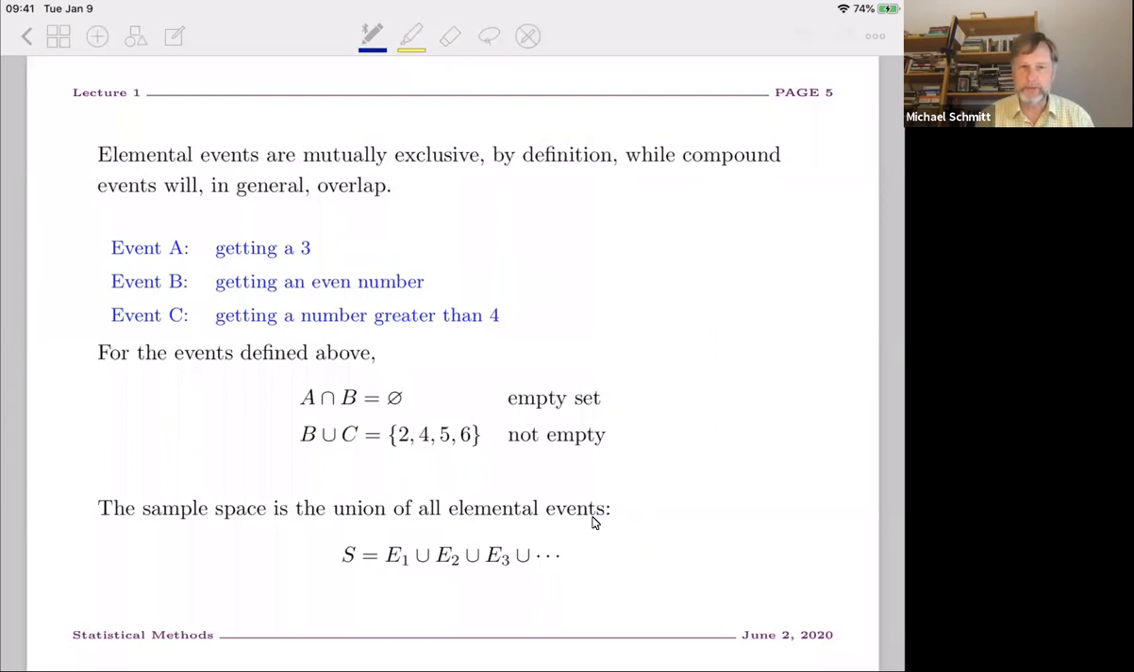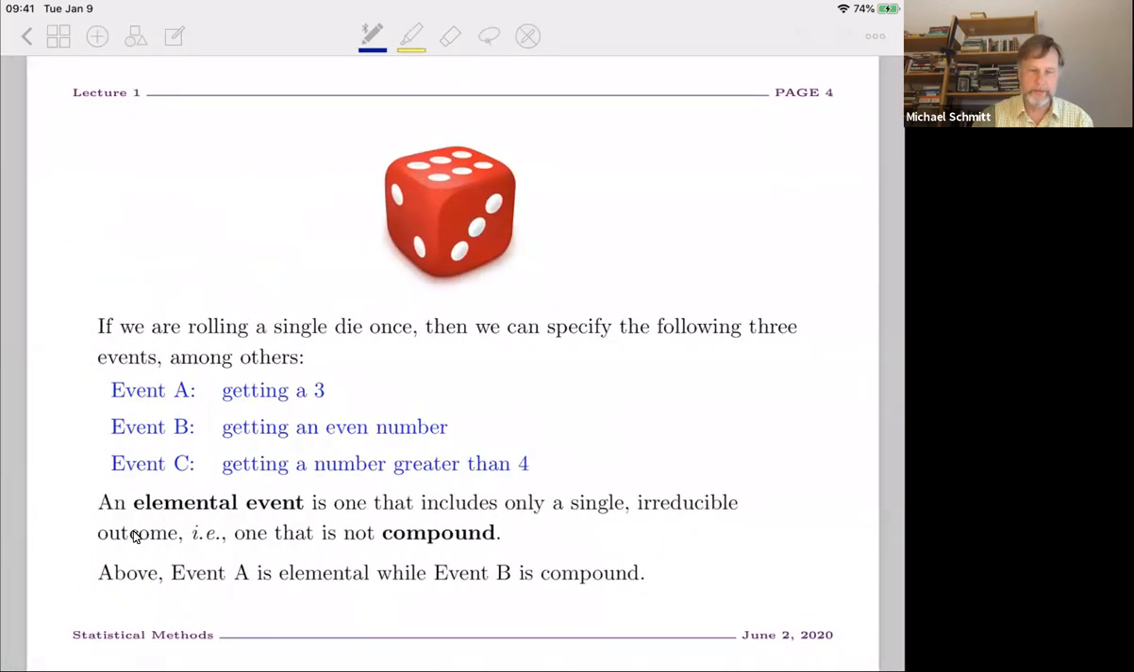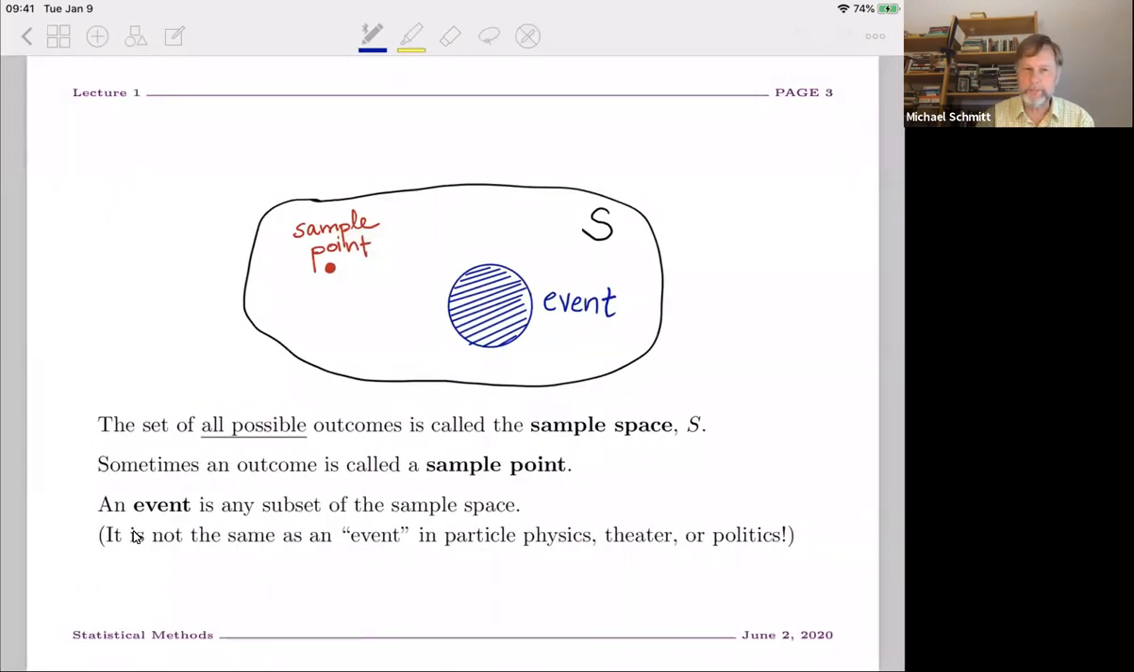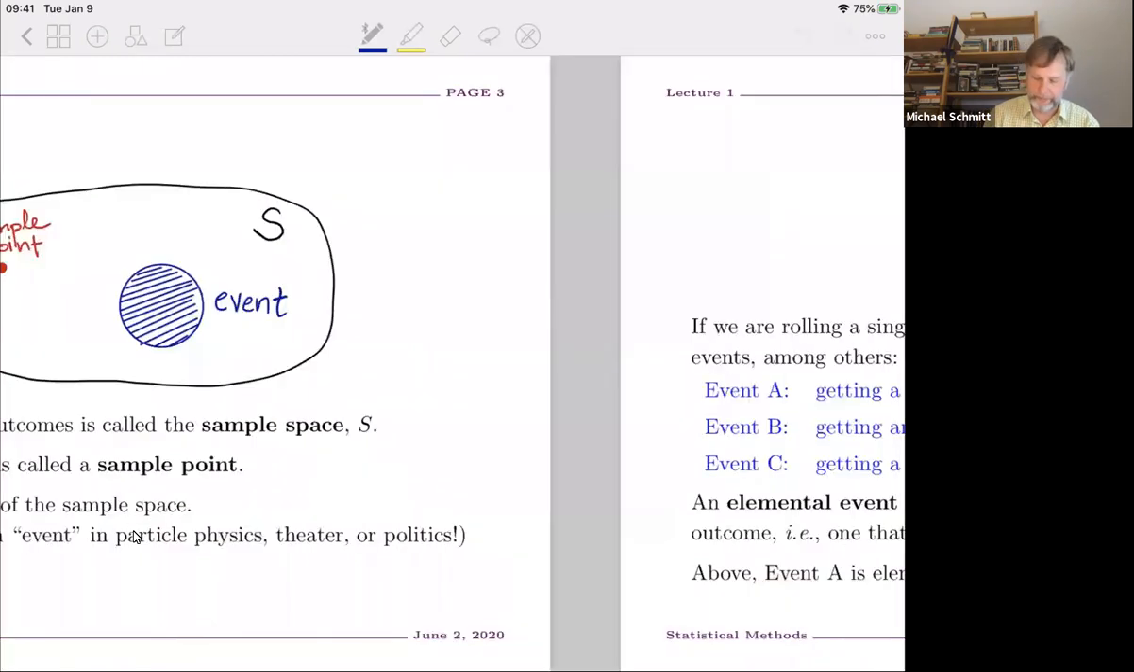So given these 3 examples, it's obvious that getting an even number and getting a 3 are mutually exclusive. So the intersection of them is the empty set. However, the union of B and C is not empty. The point, this is all elementary stuff, simple set theory, but ultimately you should think about the sample space, right? This part here. The sample space should really be considered as the union of distinct non-overlapping elemental events.